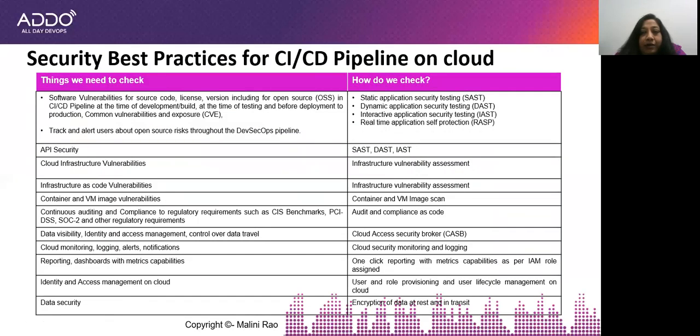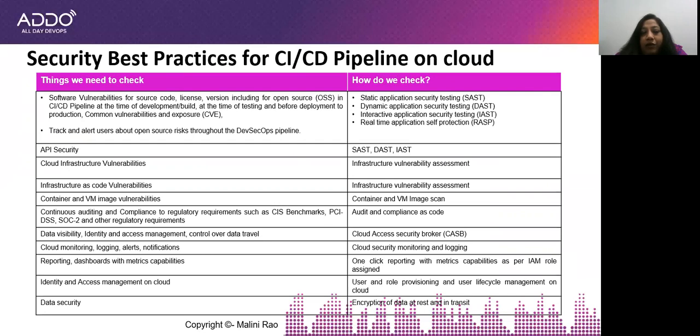So, as I was mentioning, you should integrate security into the continuous delivery workflow. Some of the security best practices for a CI/CD pipeline on the cloud start with software vulnerabilities, source code licensing, and version, including open source in the CI/CD pipeline, which should be considered at the time of development, build, and testing. So how do we check this? You have to perform static application security testing, dynamic application security testing, interactive application security testing, and real-time application self-protection, RASP. Then API security, because you have a lot of APIs. For example, if you're using open source security testing tools or open source solutions, and there are many open source solutions that you're using in a CI/CD pipeline, you need to make sure you are testing your APIs as well. You can check it through the same process, like SAST and IAST.